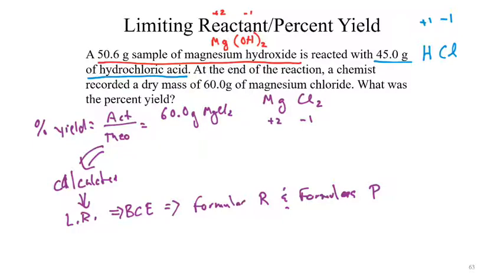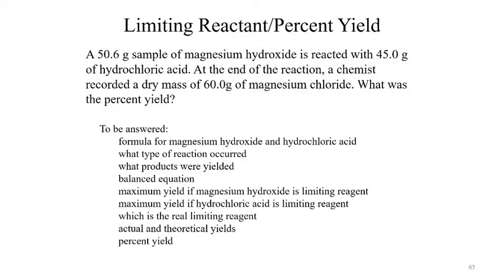Okay, so that doesn't look too bad, except let's really explode this down to all of the questions you're being asked to answer. This is ballpark what you're being asked to answer. What is the formula for magnesium hydroxide? What is the formula for hydrochloric acid? What type of reaction occurred? What products were yielded out of this? What is the balanced chemical equation?